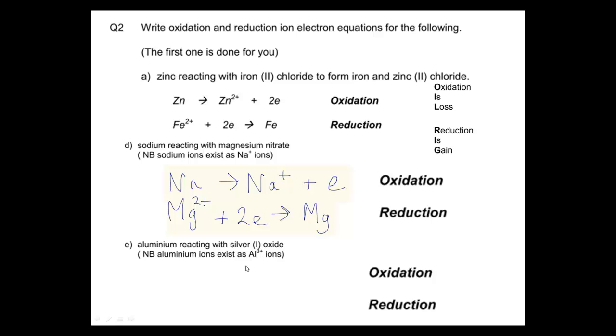The last example is the oxidation and reduction of aluminium reacting with silver oxide. Well, the aluminium is a metal. This loses 3 electrons. So we start off with Al goes to Al 3+ plus 3 electrons. So what happens to the other metal, the silver? It starts off as the silver 1+ ion, it gains the electron, and so becomes silver.